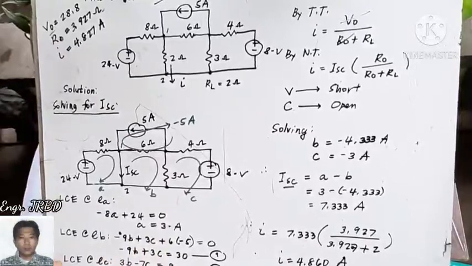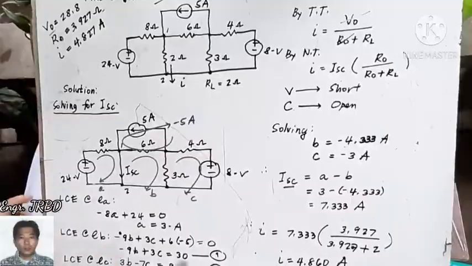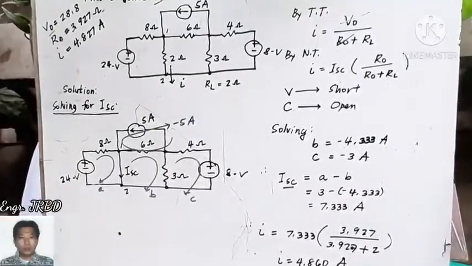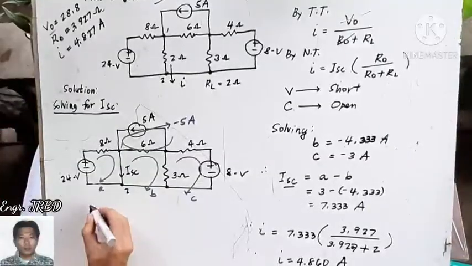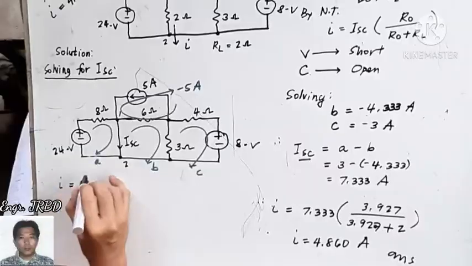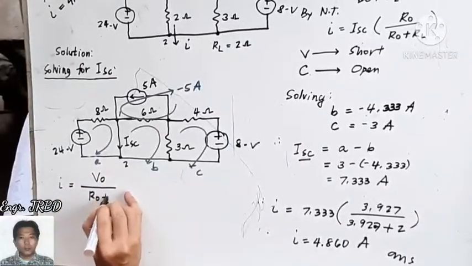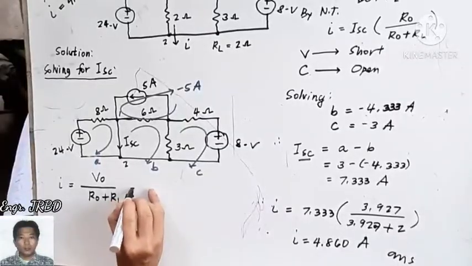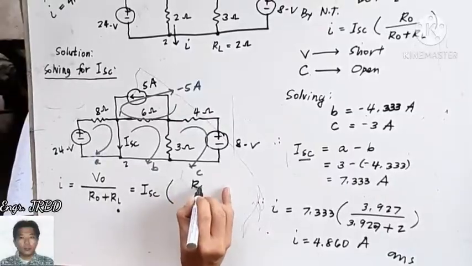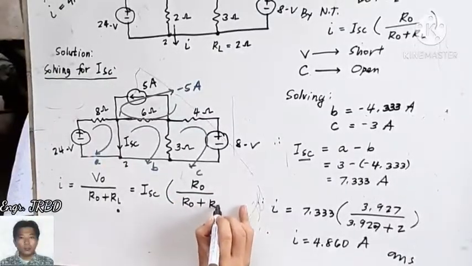How do we come up with that relationship? Okay? Dito tayo. From Thevenin's, your I is equivalent to V sub O divided by R sub O plus RL. And by Norton's, this is I short circuit times R sub O divided by R sub O plus RL.